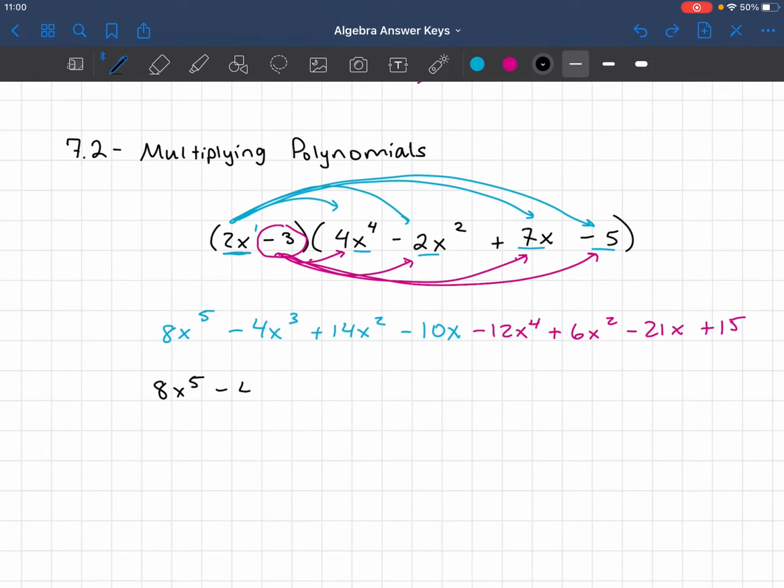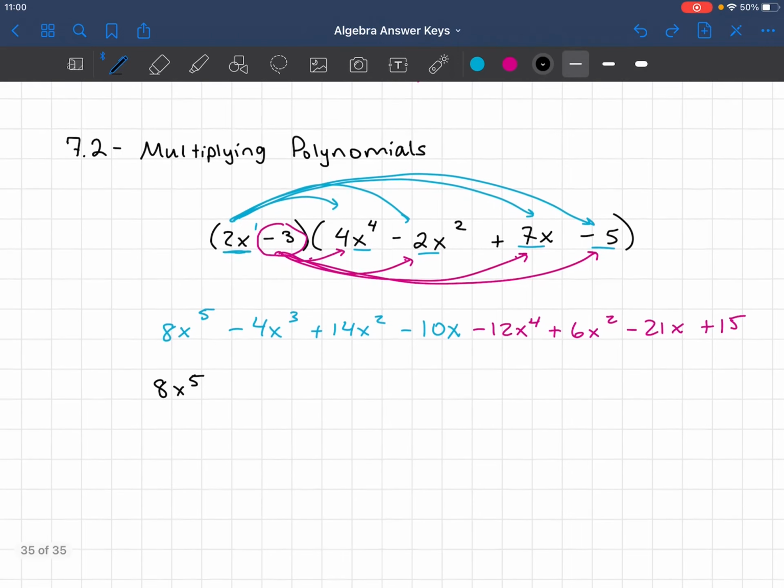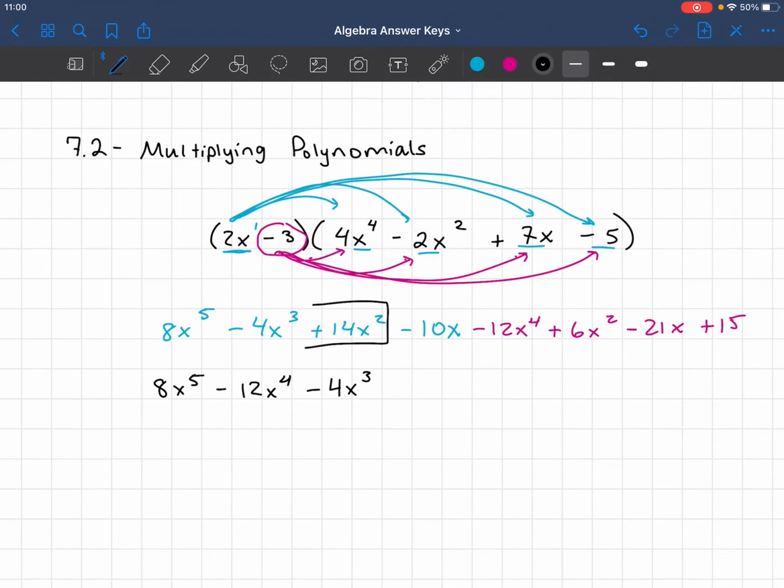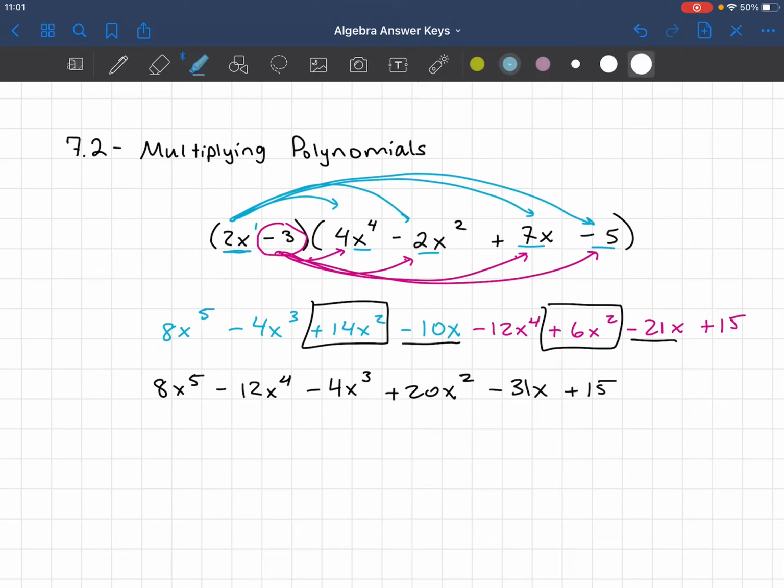So from there, I'm going to combine my like terms, but I'm also going to rewrite it in standard form, in descending order of variable. So starting with 8x to the fifth, my next term is negative 12x to the fourth here. So from here, I have two terms to combine. I have 14x squared, and I have positive 6x squared. Then I have negative 10x, negative 21x. And now I've fully multiplied this polynomial. It looks gross, but it's really not that complicated.